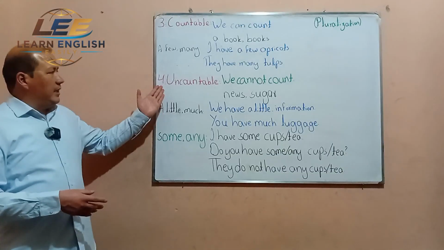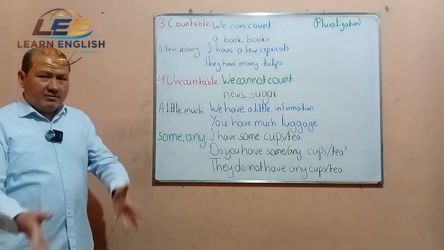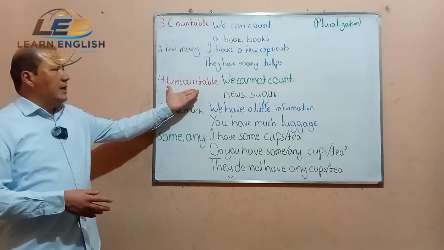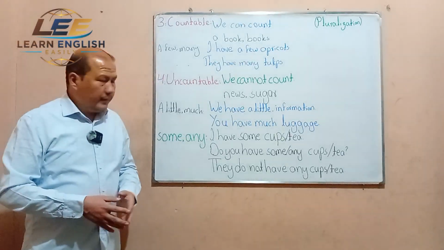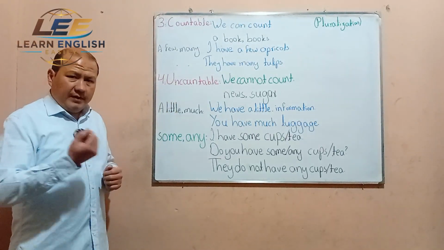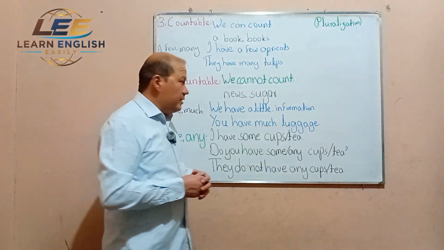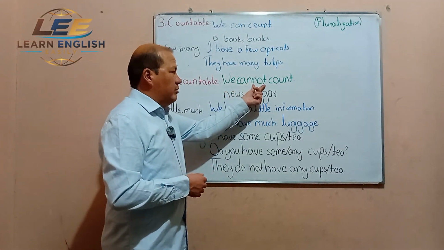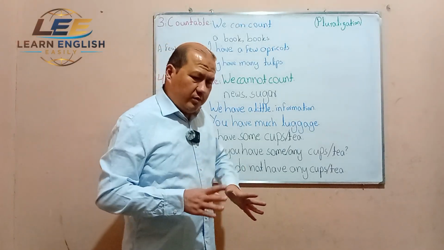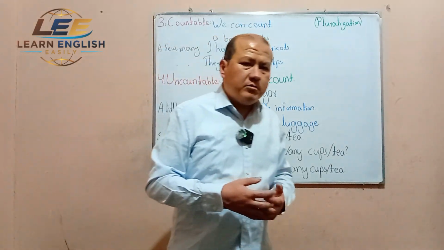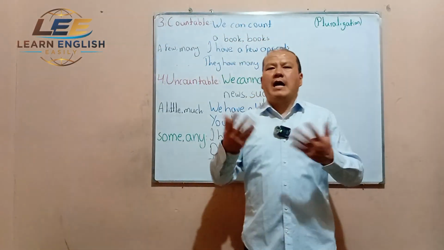Now let's get to the fourth kind of noun, which is the second of this video. It's about uncountable. This un is a prefix which makes it negative. So uncountable means we cannot count. Uncountable nouns are the nouns that cannot be counted.